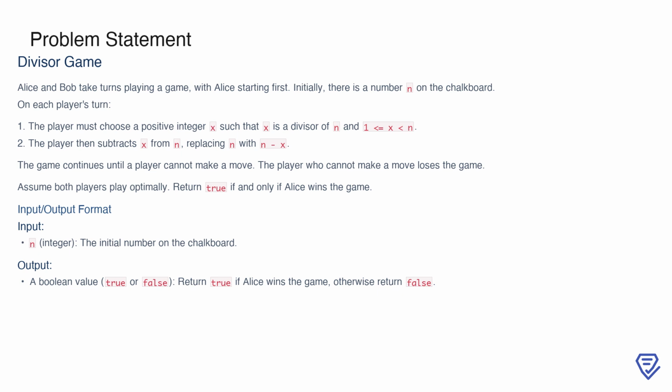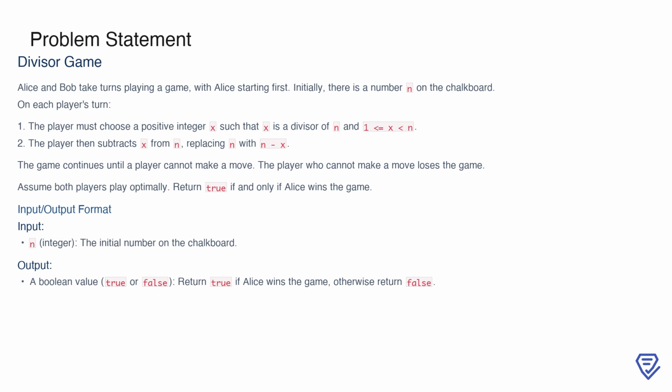starting first. The game begins with a number n written on the chalkboard. On each turn, the current player must choose a positive integer x such that x is a divisor of n and 1 <= x < n. Once the player selects x, they subtract it from n, effectively replacing n with n - x. The game continues until one of the players is unable to make a move. If a player cannot find a valid x on their turn, they lose the game.